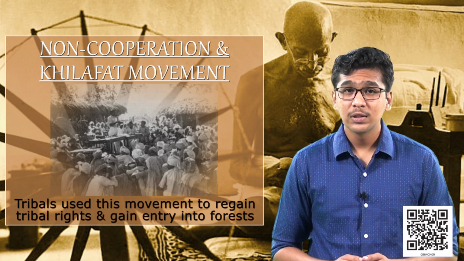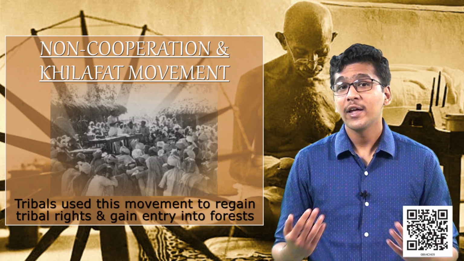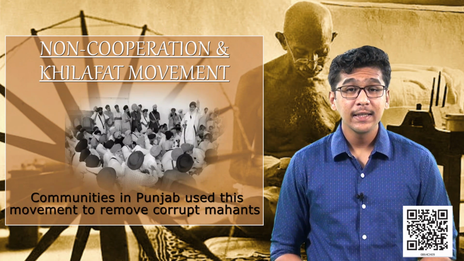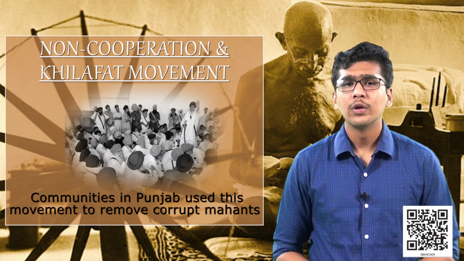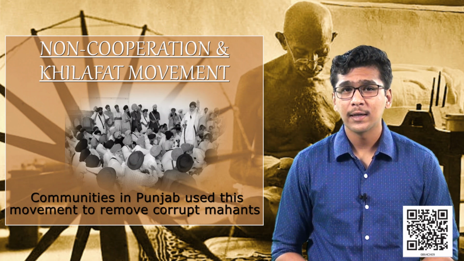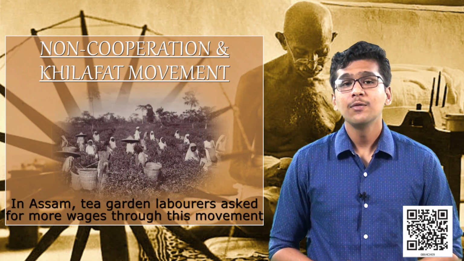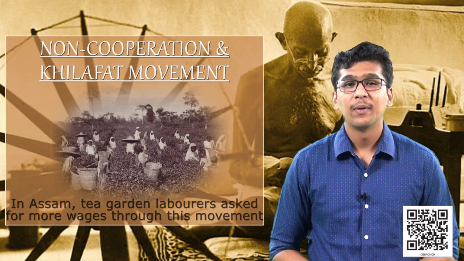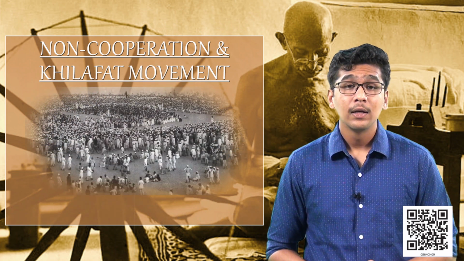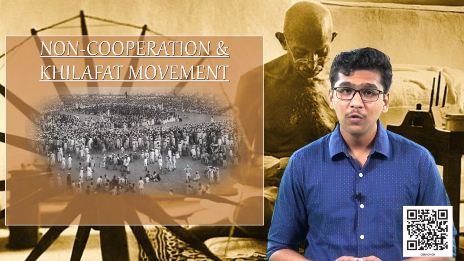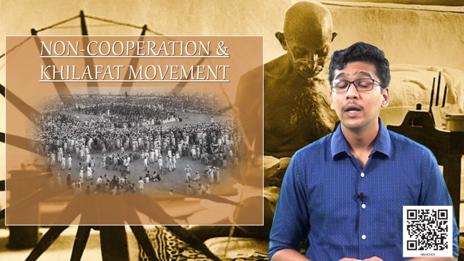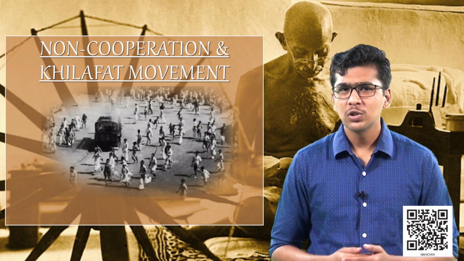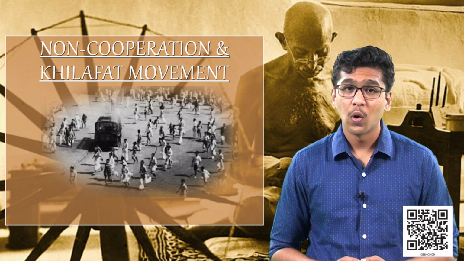Some tribals used this as an opportunity to regain their tribal rights and gain entry into the forests. Some communities in Punjab used this movement to remove corrupt mahants from the gurudwaras. In Assam, the tea workers used this opportunity to demand high wages for working in tea plantations. Within a year, the non-cooperation and Khilafat movement had spread throughout the country, where people were protesting against the British in a peaceful manner. But soon, some people started to pick up violence.